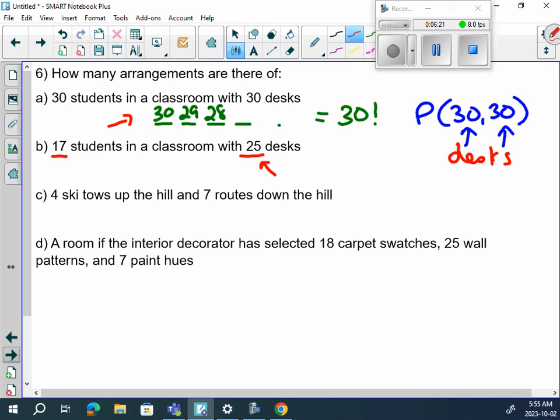Here, though, I have 25 desks, and I need to place 17 students in those desks. So it's sort of the classic. There are 25 locations, essentially. I need to fill 17 of them, and so that's where we end up.